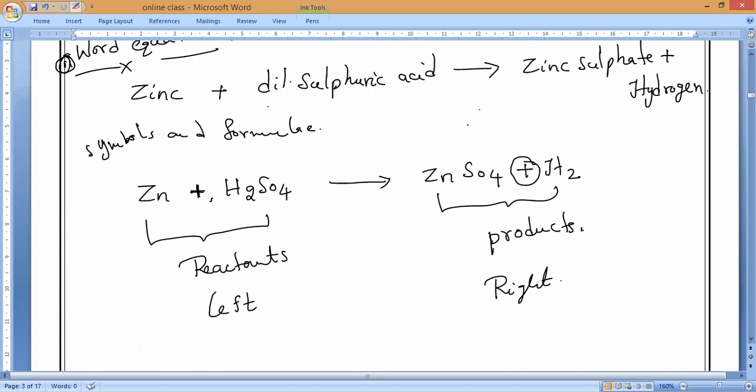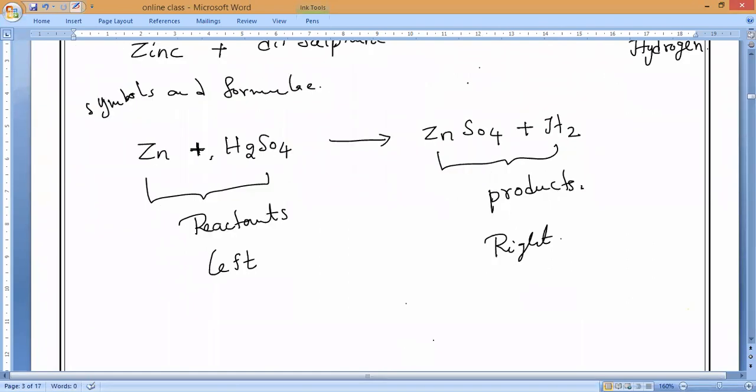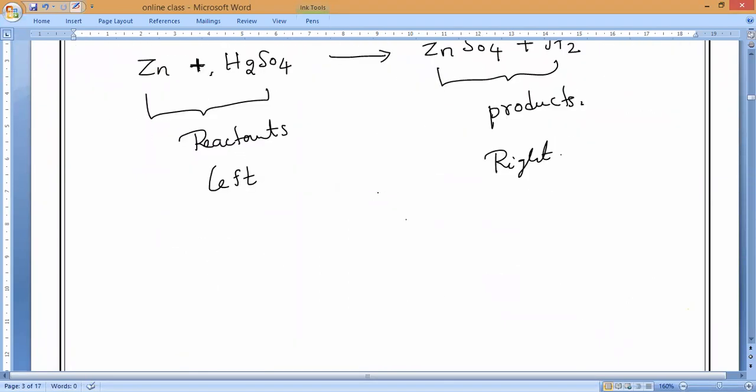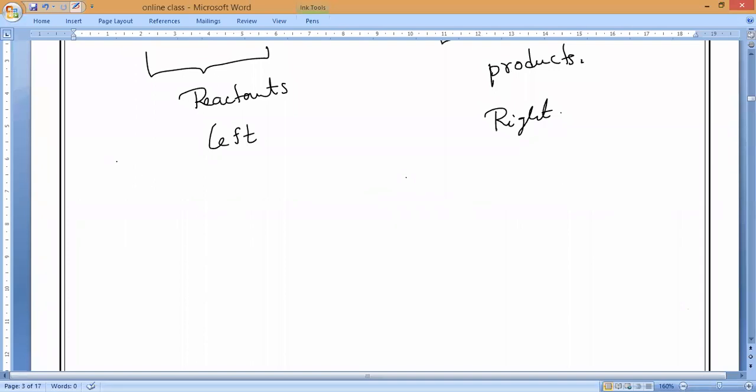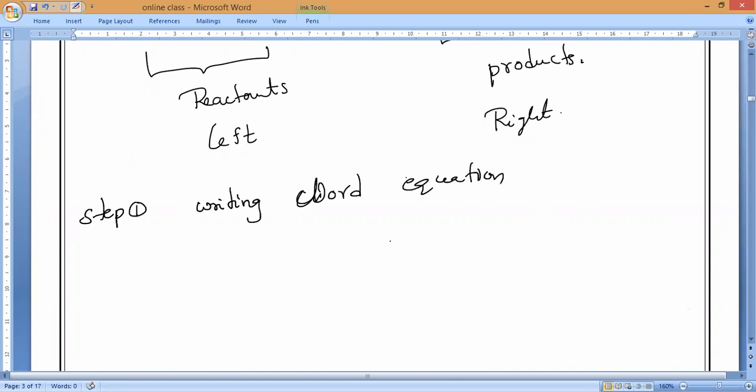Next, what is the second step? Writing the skeletal equation. Clear? This is the example, which we already know. Now let me take writing a word equation, which will help us. So step one: writing the word equation. We already studied it at the start of this chapter, the first chemical reaction. Anybody can tell me what that equation is?